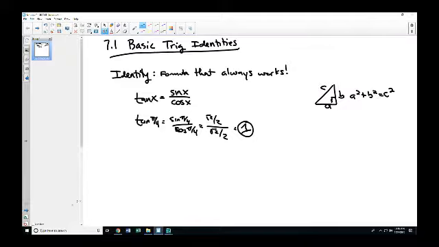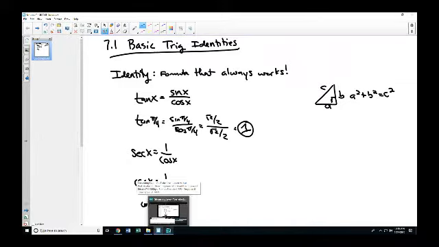Well, we'll just do that now. So we just talked about secant. An identity for secant is 1 over cosine. And cosecant and cotangent, cosine over sine. So those, again, are all the identities that you can use.